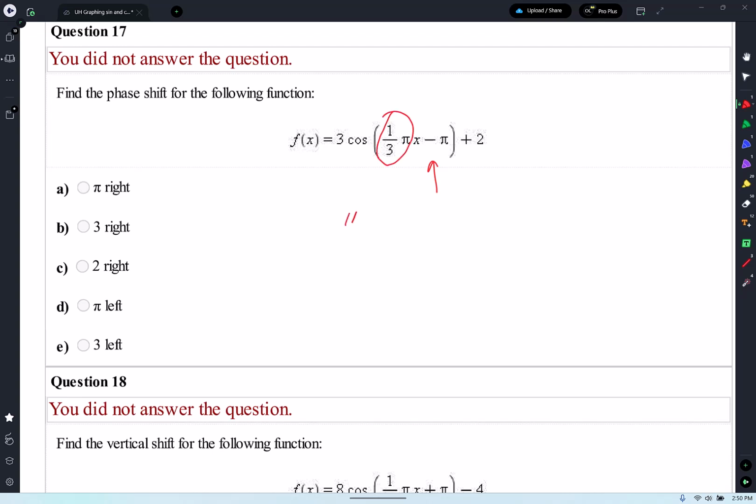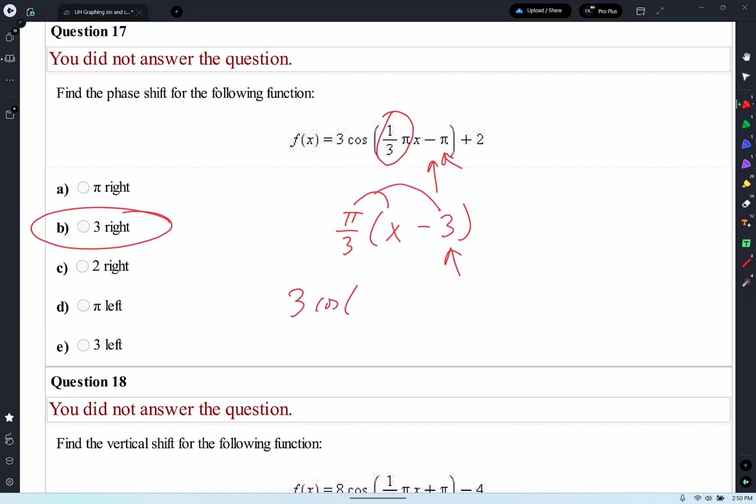So here it is. Factor out a pi over 3. You need the x by itself. So if you factor out a pi over 3, when I multiply, I better just get pi. That means minus 3. There it is. 3 to the right. If I distribute this, there's my pi 3x. The 3's cancel out. There's your pi. So it moves 3 to the right.